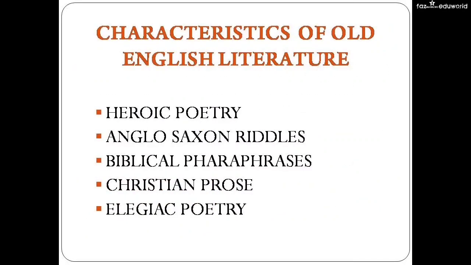Characteristics of Old English literature. First one, heroic poetry. Second one, Anglo-Saxon riddles. Third one, biblical paraphrases. Fourth one, Christian prose. And fifth one, elegiac poetry.